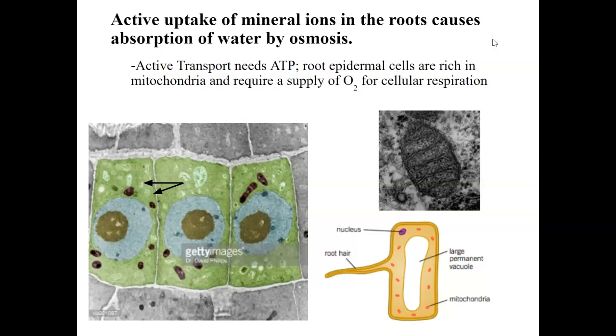And because we're constantly doing so much active transport in the root cells, these root cells are going to have lots of ATP energy. Specifically, these are going to be in the epidermal layer, because that's the first layer that would have the proteins to pump these molecules in. So in that layer, they are rich in mitochondria, and they need a constant supply of oxygen because we need to constantly be doing cellular respiration to make ATP to be able to pump these ions in such large amounts. But again, as the mineral ions are pumped in by active transport, water will follow by osmosis.